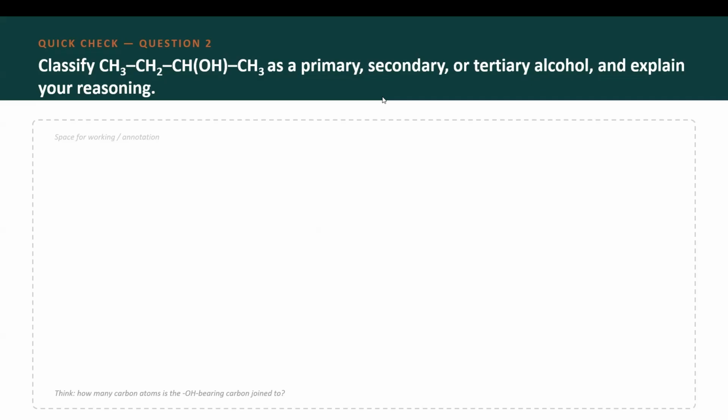Classify CH3, CH2, CH bracket open, OH bracket close, CH3 as a primary, secondary, or tertiary alcohol and explain your reasoning. You have 60 more seconds. Let's go. Let's see the first person to appear.